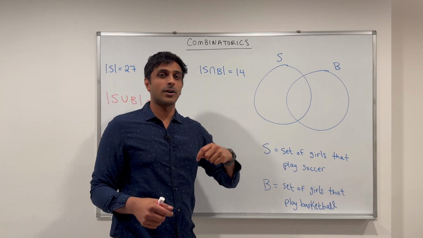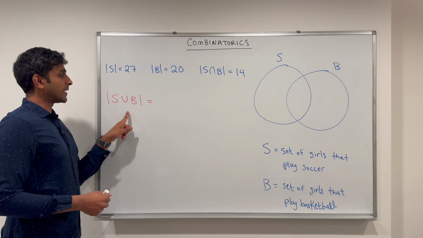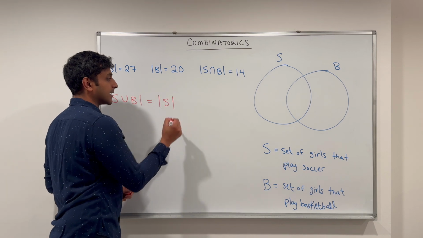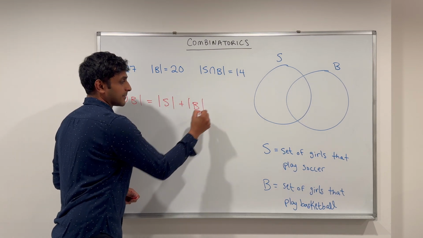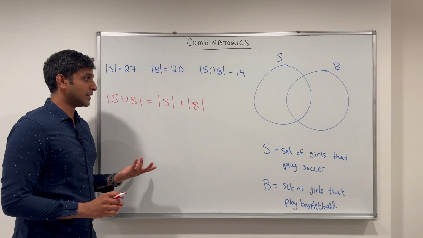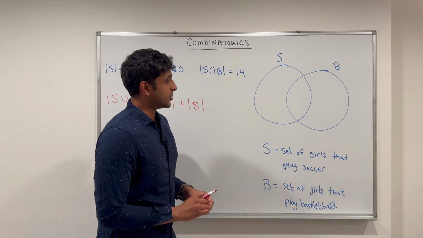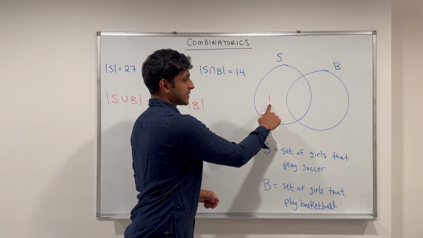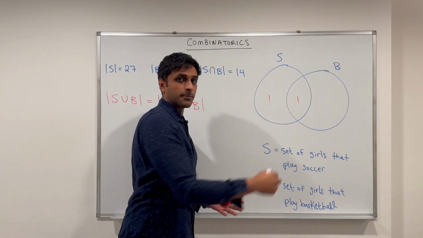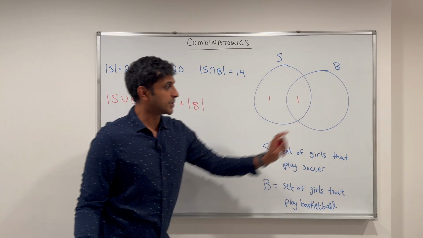But in this video, I actually want to show you something a little bit different, a different type of strategy. So if you want to find the size of S union B, maybe you want to add the stuff in S and the stuff in B. What are the consequences of doing that? Well, when you add the size of set S, you're counting this region once, the stuff that's in S and not B, and you're also counting that region once, the stuff that's in both S and B.